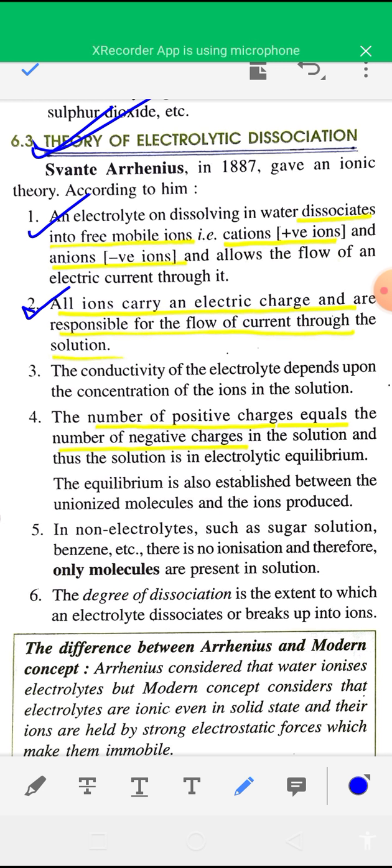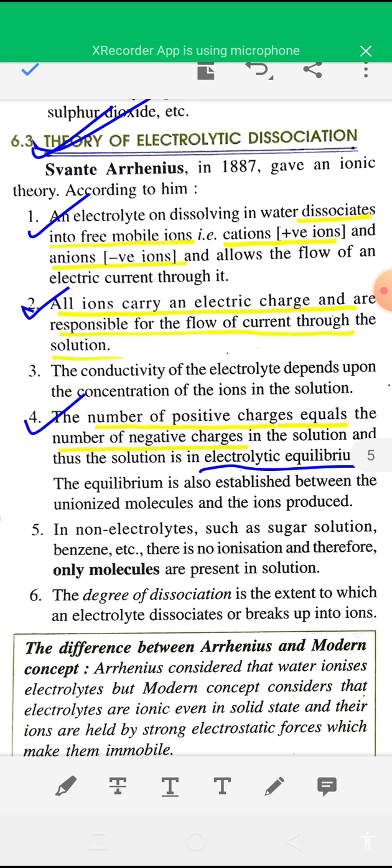The number of positive charges in the electrolytic solution equals the number of negative charges in the solution, and thus the solution is in electrolytic equilibrium, because the total number of positive and negative charges in the solution is equal.